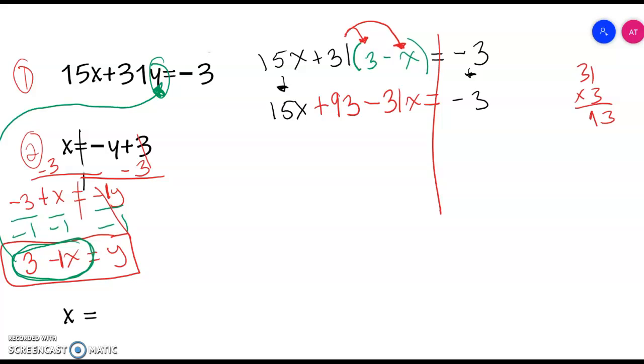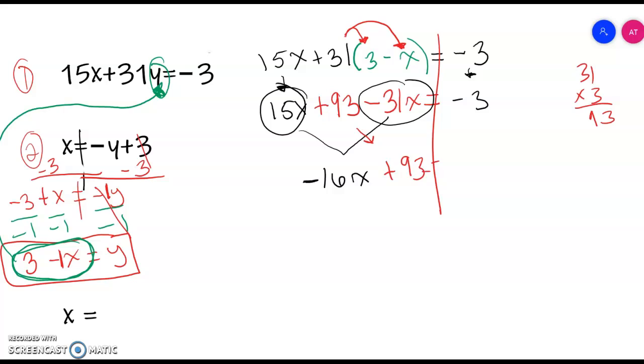Okay, on my left side here, I can combine my x's, right? So I'm going to combine my x's here, and I'm actually going to have 15x minus a 31x, which is going to give me a negative number. I'm going to get negative 16x plus my 93 equals a negative 3.